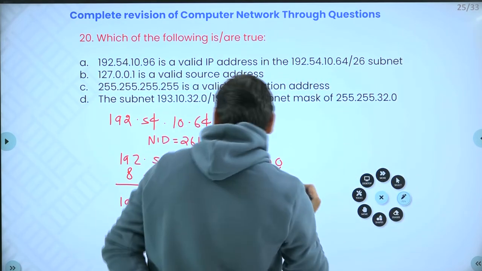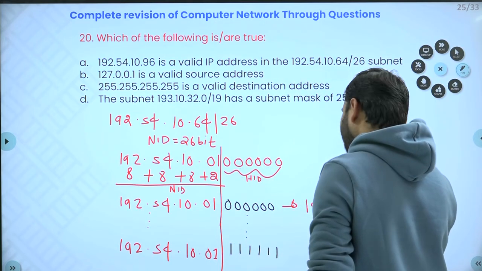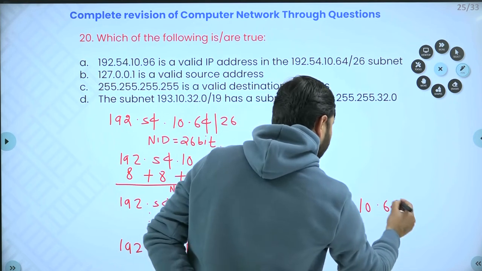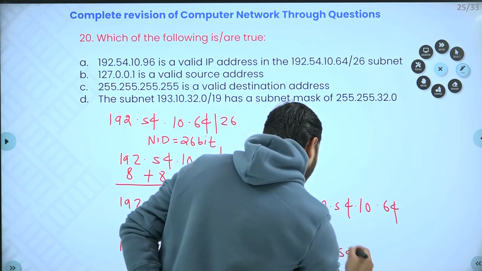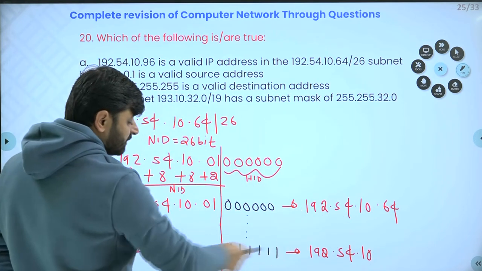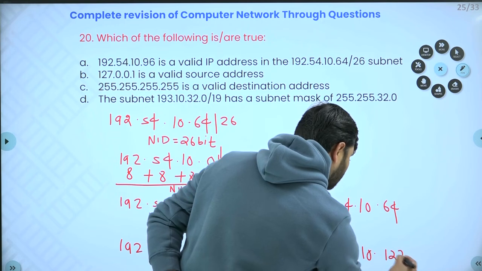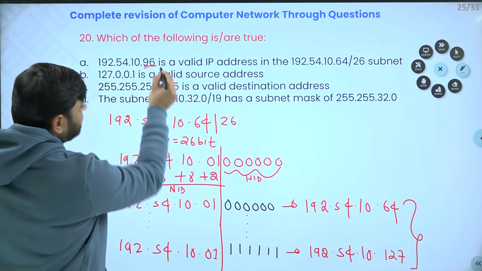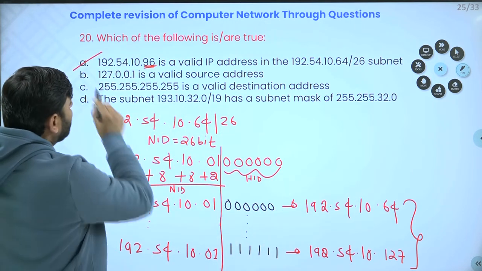Now, what is this here? This is nothing but 192.54.10 dot. This is 64. Last number: 192.54.10 dot. This is 7 bits continuously ones, which means 127. So the range of this is 64 to 127. What are they saying? 96. Yes, 96 is in between 64 and 127. This is the correct option.